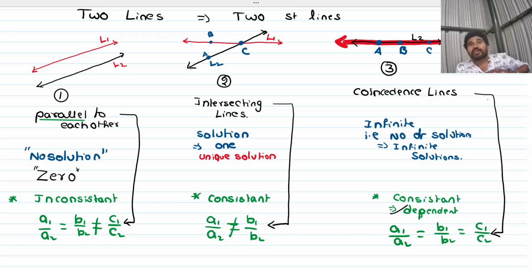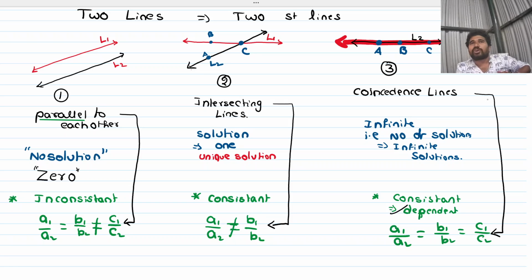Clear that thing? If they are parallel, how many solutions will they have? No solution. Zero solution. If they are intersecting, how many solutions will they have? One solution. If they are coincident, how many solutions will they have? Infinite solutions. Is that clear for everybody?